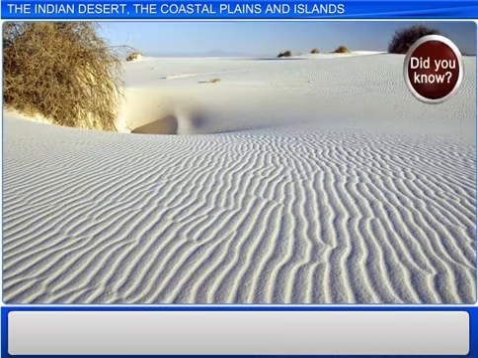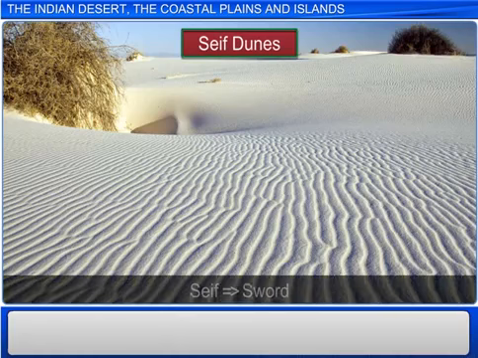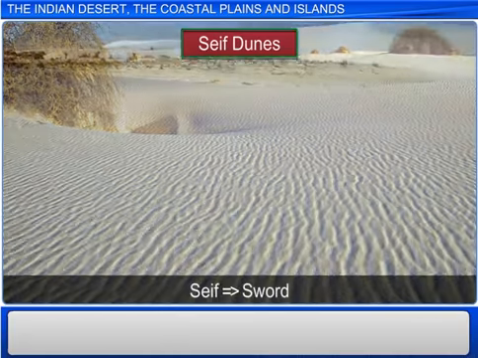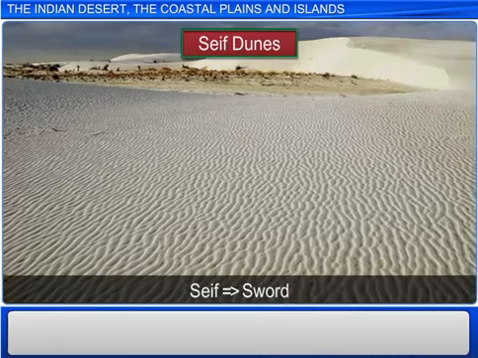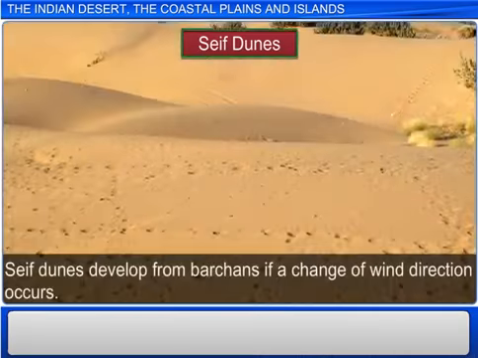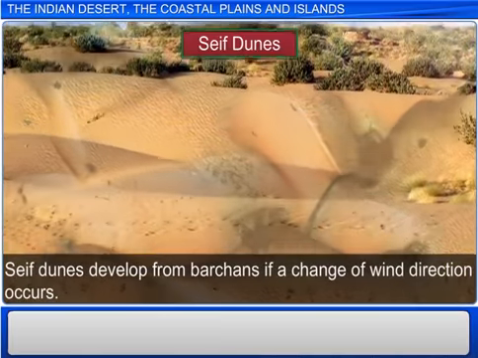Did you know? Longitudinal dunes, also called Saif dunes, after the Arabic word for sword, elongate parallel to the prevailing wind. Saif dunes are thought to develop from barkhans if the direction of the wind changes.